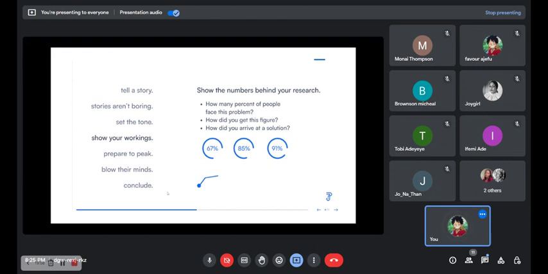Okay. So I was saying that we can try to show the numbers behind our research. This would involve letting these recruiters know what exactly prompted us to come to that decision. How can we validate the fact that these problems are actually happening? How do we know? And this is where you present your research work.